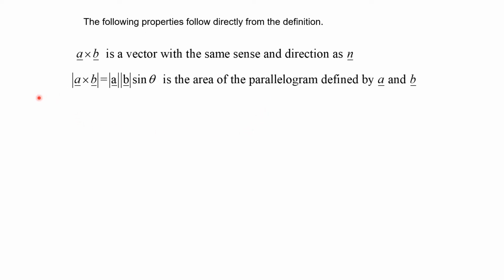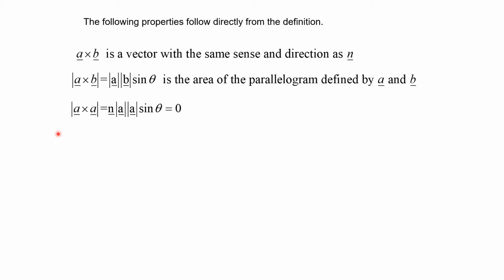Based on the cross product or the vector product, there are some properties which are necessary to be highlighted here. A cross B is a vector with the same direction as n, based on the previous diagram, or u. Sometimes certain literature uses u. The modulus of A cross B is equal to modulus A times modulus B times sin theta, and it also represents the area of the parallelogram defined by A and B.